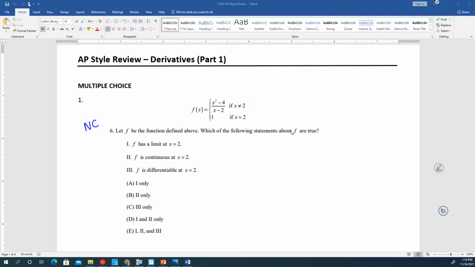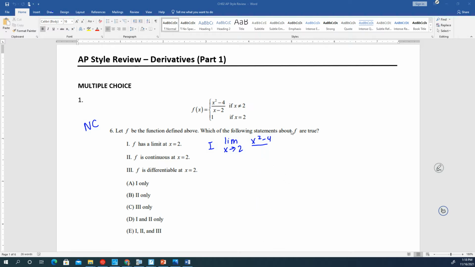All right, so let f be a function defined above. Which of the following statements about f are true? I: it has a limit at x equals 2, II: it's continuous at x equals 2, and III: it's differentiable at x equals 2. All right, so first, I would just check if there is a limit at x equals 2. Looking at my function, you have a piecewise, and it's defined for (x squared minus 4) over (x minus 2) for everything except when x is 2. So I want to see what it's approaching.